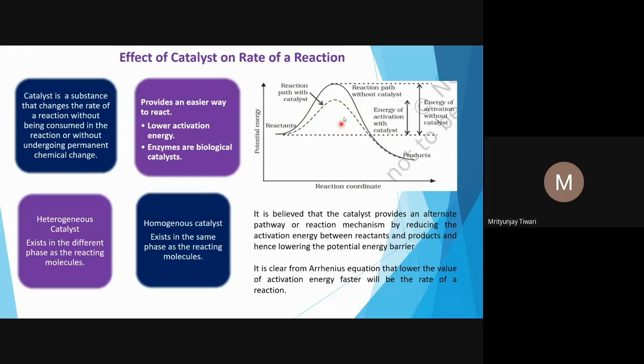This energy is lower, which means this barrier becomes smaller, and when the barrier becomes lower, common sense says that any process will be faster. This is the reaction path without catalyst, and this one is the reaction path with catalyst, and we see the barrier is decreased.